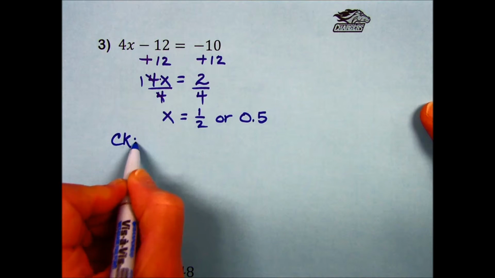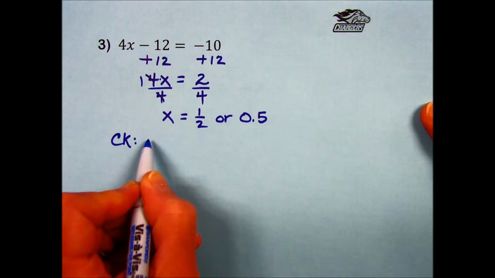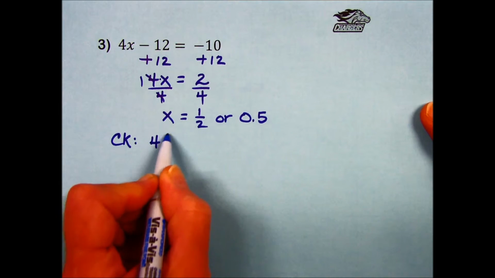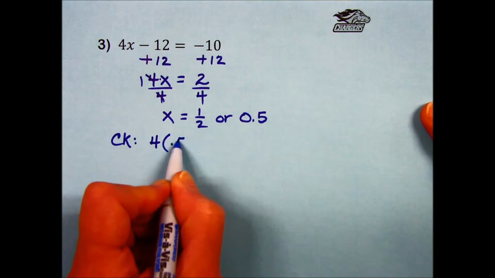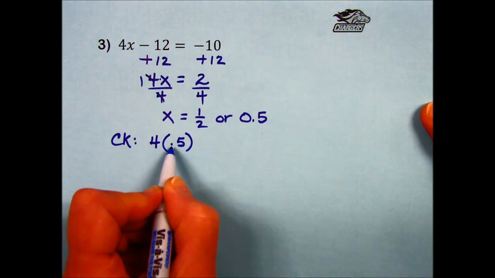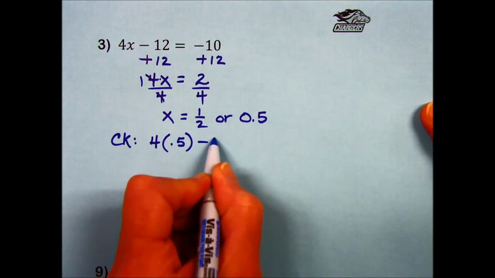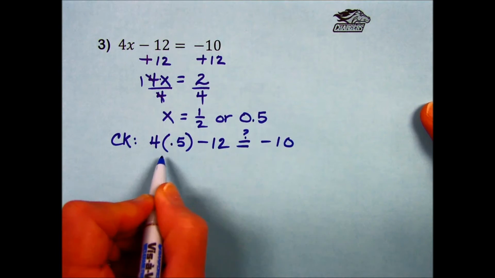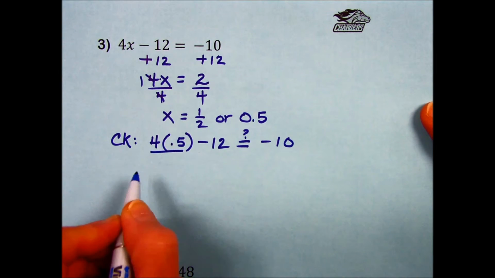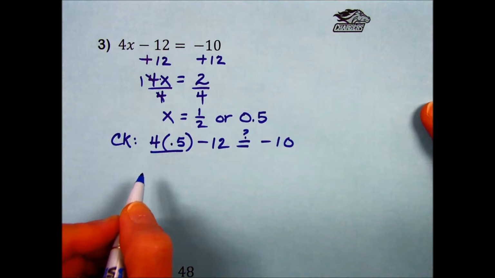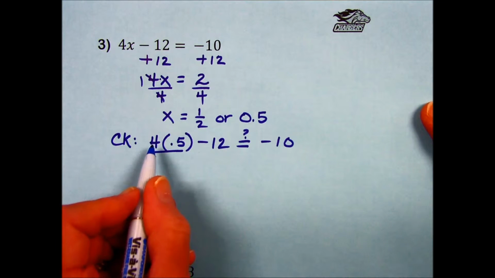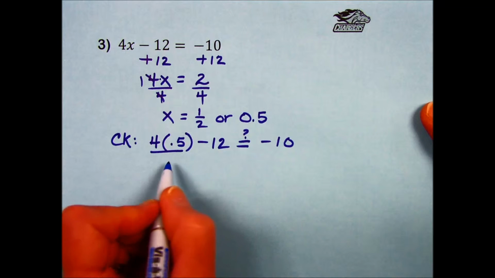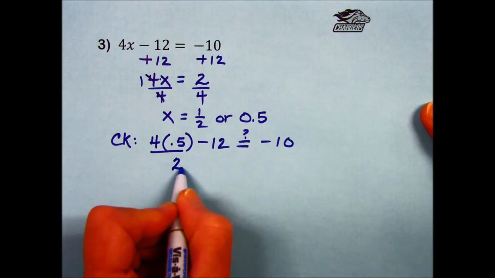Checking this to see if, in fact, we have the correct solution, I'm going to replace the variable with that answer that we had. So 4 times x, or 0.5, minus 12, does it give us a negative 10? Multiplication is the priority when we're simplifying an expression, in this case, and 4 times a half is going to leave us with a 2.